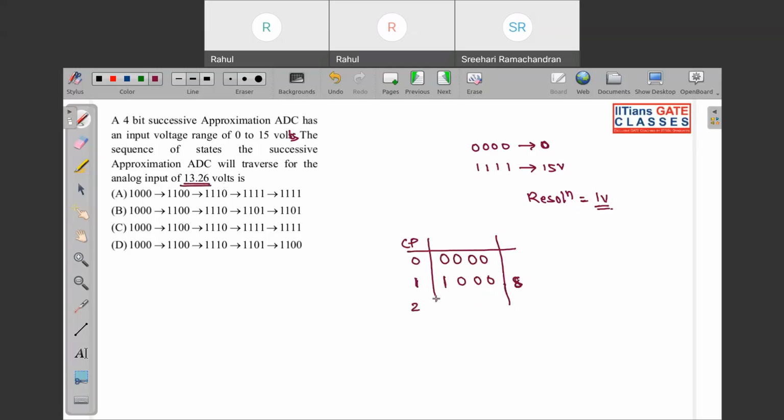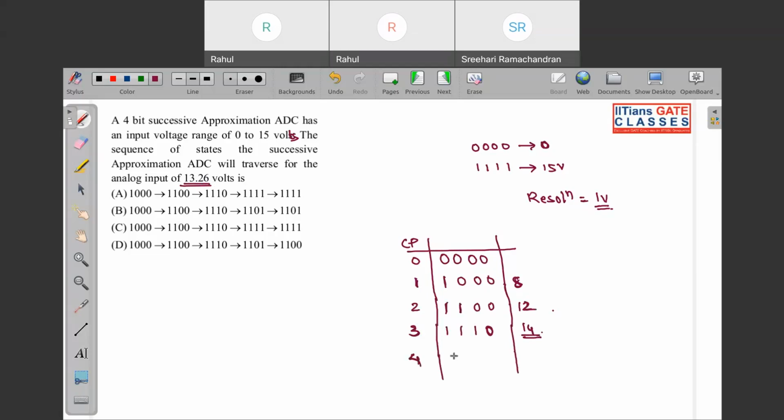So in the second clock pulse, your SAR will increment the next bit. So for this, you get 12. Okay. Still, this is less than the desired voltage. So in the third clock pulse, we will increment the next bit. So you can see we are getting 14, but this is wrong. We require 13.26. So what will happen in the fourth clock pulse?